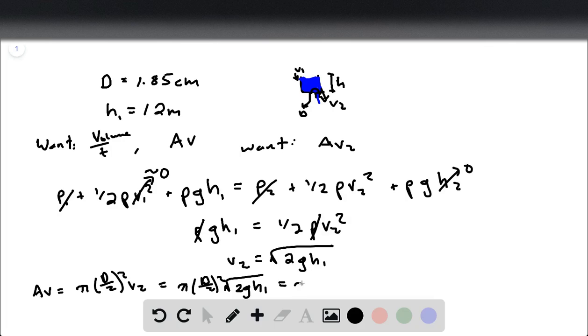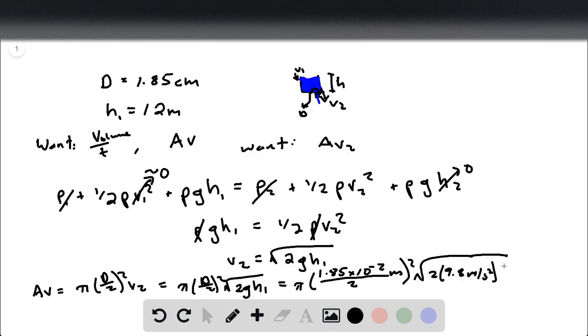We can just plug in numbers now to get our answer. 1.85 centimeters is really 1.85 times 10 to the minus 2 meters, divided by 2, squared, times the square root of 2g, where g is 9.8 meters per second squared. We'll use that approximation, and h is 12 meters. So we want all the units to be consistent here.